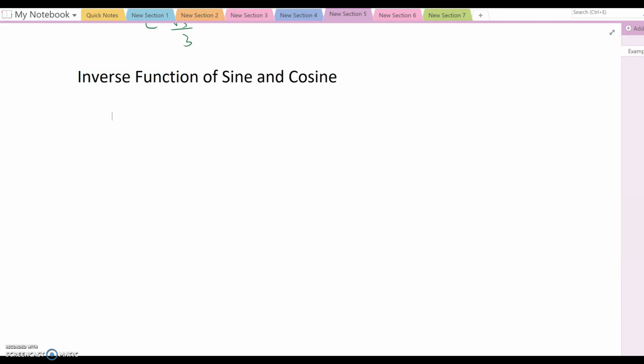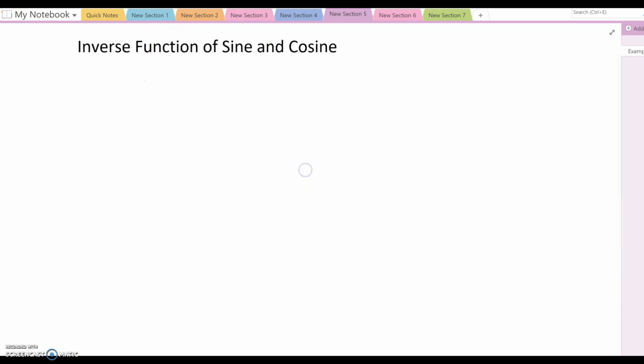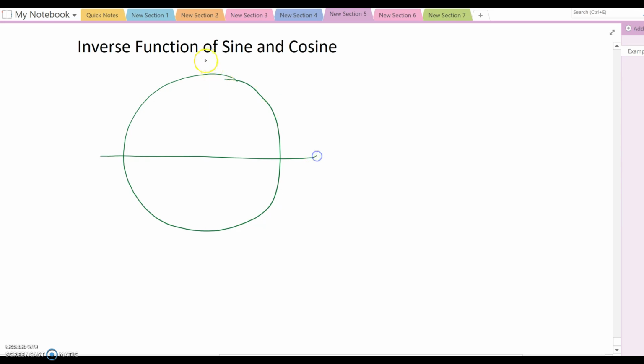Okay, so this time we're gonna find out the inverse function of sine and cosine. So I'm gonna just make another unit circle first and then confirm the basic key values of sine and cosine here. So now this is the 30, 60, 90.